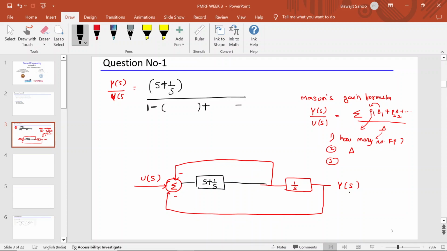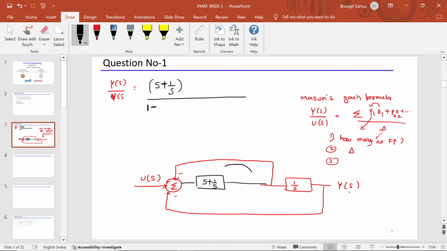Similarly, minus means the product of three non-touching loops, because when an odd number comes you have to put a minus, and when an even number comes you have to take a plus. So first of all we have to identify how many individual loops there are. Individual loops means single loops. So how many individual loops are there?